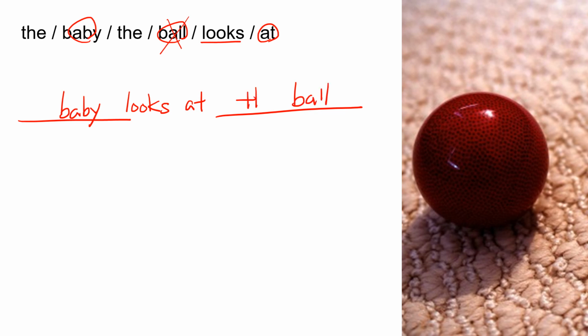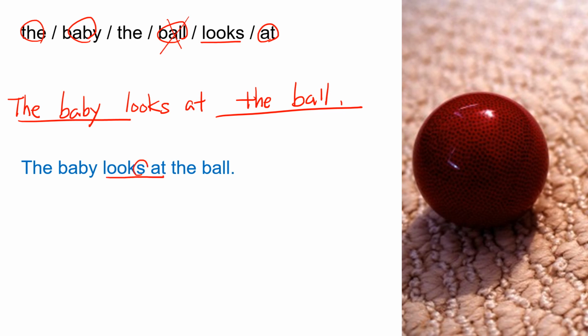And then it's going to be the ball, and then we have a definite article here. The baby looks at the ball. The baby looks at the ball. Looks at. So when you read this part, in order to pronounce this S sound, you need to say looks. Looks at. Looks at. The baby looks at the ball. The baby looks at the ball.